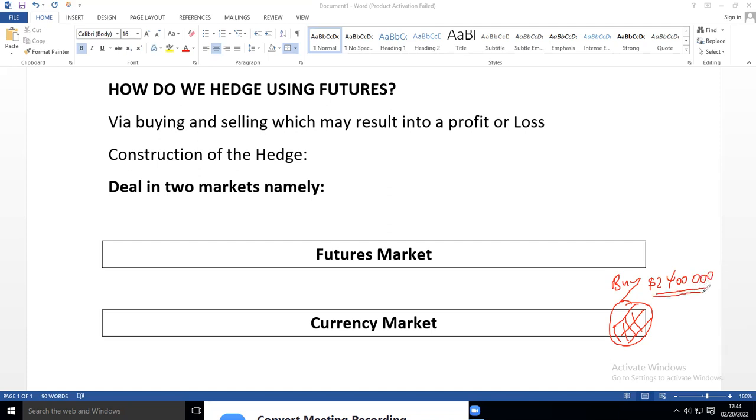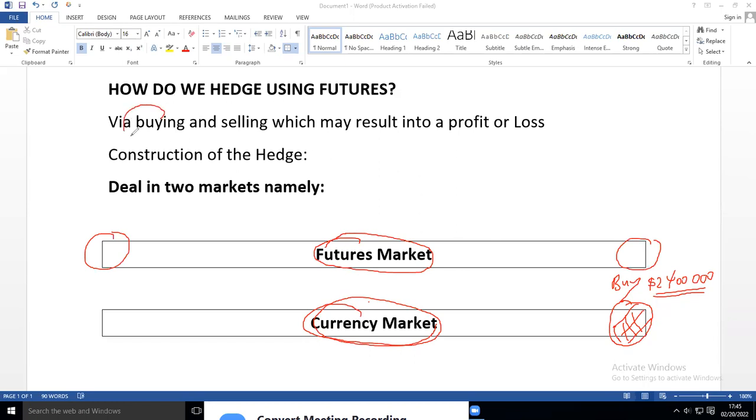Go and buy that. So now, there's a possibility that you make a loss. So how are you going to hedge this transaction that you're expecting? Now you create a derivative on top of this in the futures market. In the futures market, you're going to open a transaction and close the transaction. And this is what we are saying, that how do we hedge using futures?